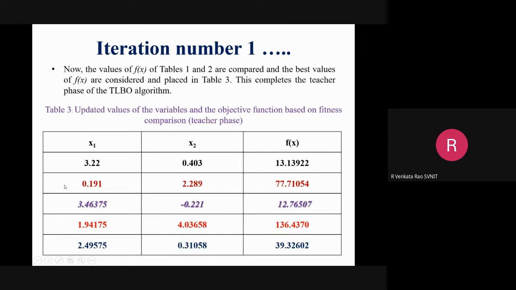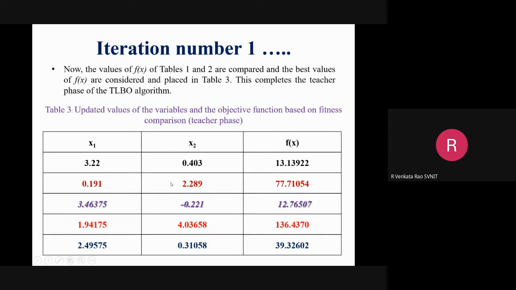So now if we calculate the new value of x1 for learner 2, that will be 0.191 plus some random number multiplied by, within brackets, 2.49575 minus 0.191. Aparna and other participants, please understand. The old value is 0.191 plus some random number multiplied by, I am not taking it as 0.191 minus 2.49575. I am taking it as 2.49575 minus 0.191. The reason is the fifth candidate is better than the second candidate. Knowledge transfer is from the fifth candidate to the second candidate. That is why I calculate the new value of x1 for learner 2 as 0.191 plus random number multiplied by, within brackets, 2.49575 minus 0.191.